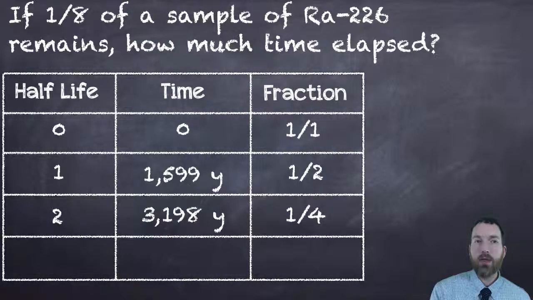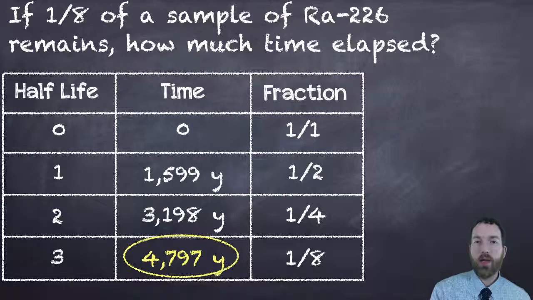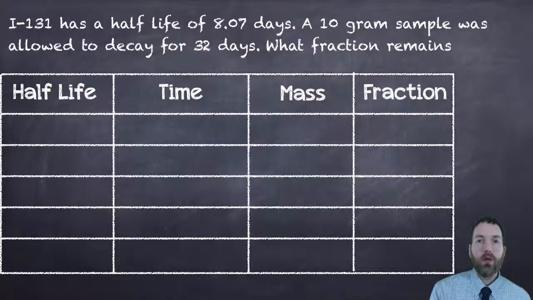And I know I need to go one more to get to 1/8. So the third half-life will bring us to another 1,599 years elapsing, to a total of 4,797 years. I will have 1/8 of my original sample remaining. So that is the answer, 4,797 years. Okay, let's look at another one.